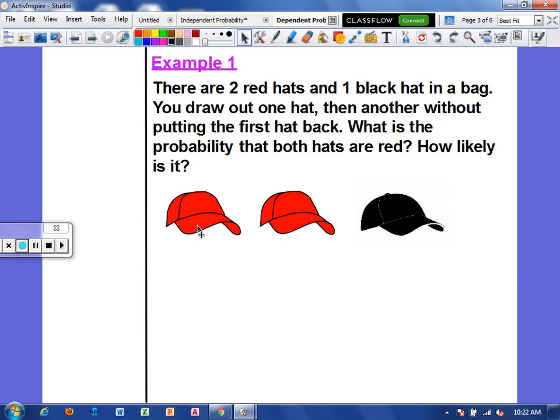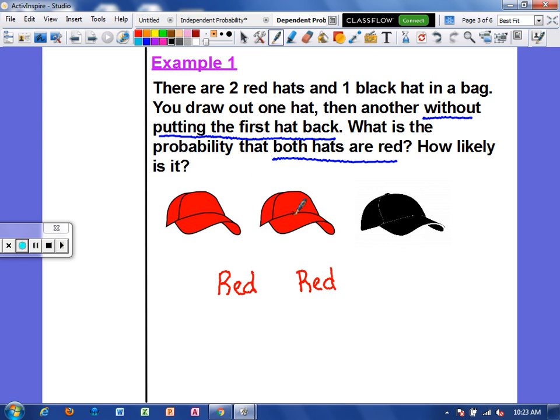Alright, so first of all, we've got a picture to represent this situation. Drawing pictures really helps with dependent probability, so if you ever get a problem without a picture, go ahead and just draw whatever it is talking about. It says that you're drawing hats without putting the first hat back. That lets us know this is dependent. I want to know the probability that both hats are red, so I'm going to write that down. We've got 2 events happening. We're going to try to draw a red hat and then draw another red hat.